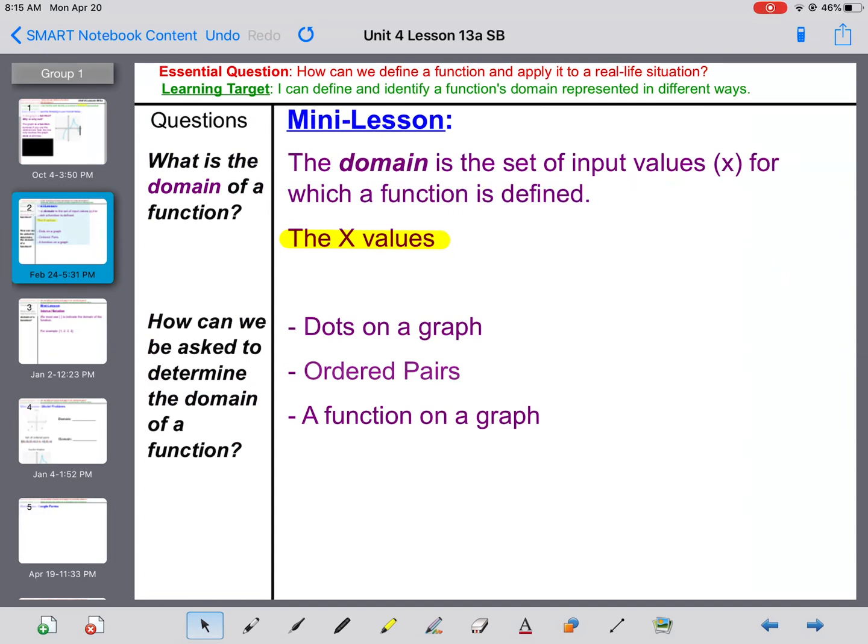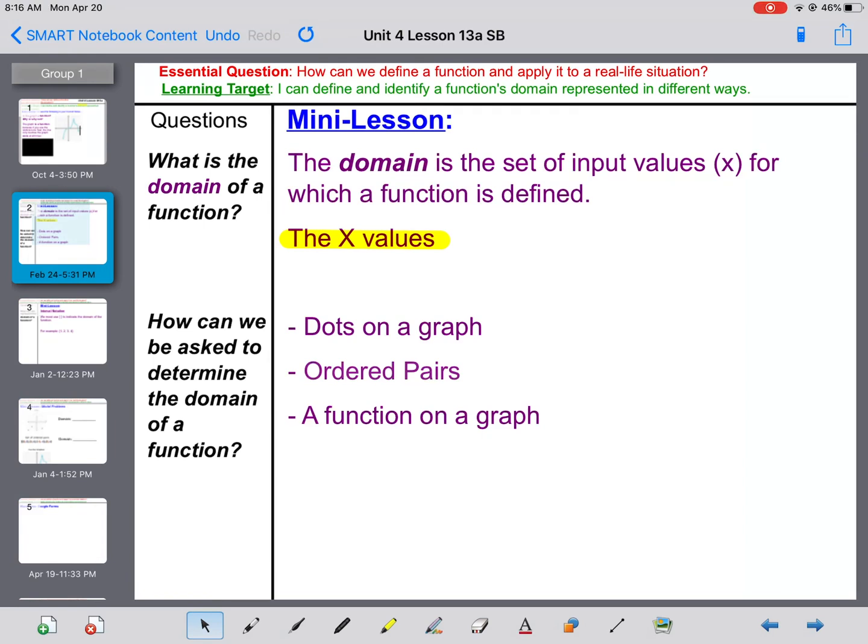Okay, the questions for mini lesson today. It's a little bit longer of a mini lesson today, but it's going to be very broken down as best as we possibly can break it down. The first question is, what is the domain of a function? Okay, so the first part to this question is the exact definition, which is the domain is the set of input values for which a function is defined. In other words, they're just asking, what are the x values?